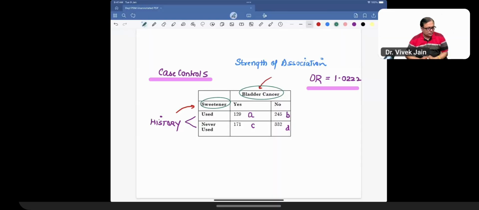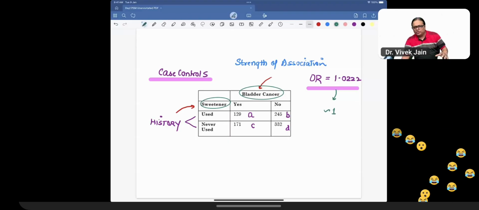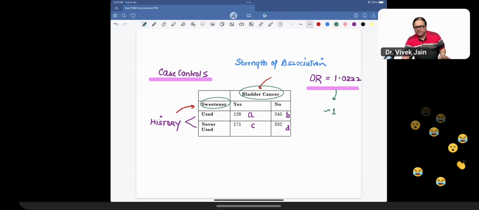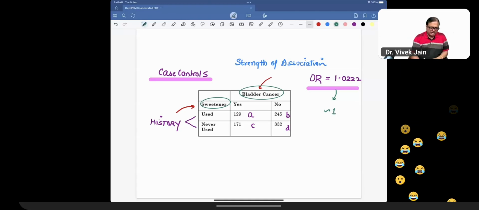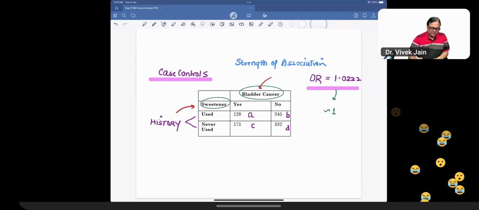Okay, very right. Many of you are right. Friends, please remember 1.0222. This is almost 1. So bladder cancer has almost no association with use of sweetener in the past. So please remember, don't say it is 1.0222 times higher, because if it is only 1.0222 times higher, then let us all consume sweetener because they are very sweet, right? So please remember it as actual no association.